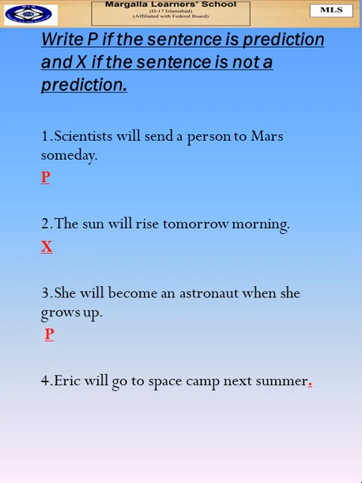She will become an astronaut when she grows up. This is a prediction because when she will grow up, a person is making a prediction that she will be an astronaut. Eric will go to space camp next summer. Is it a prediction or is it a fact? It's just a prediction that we are making.